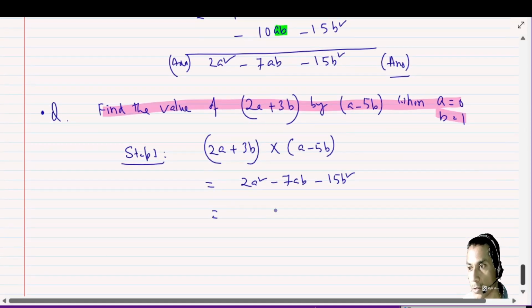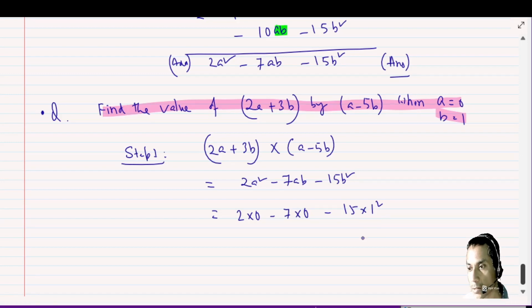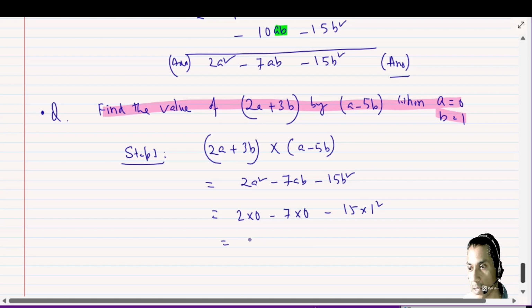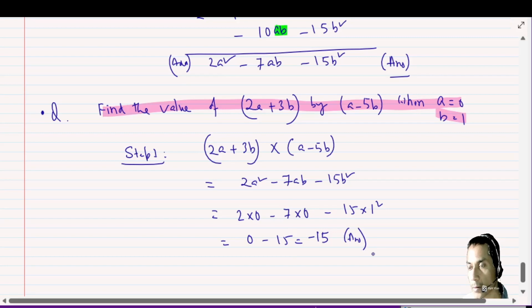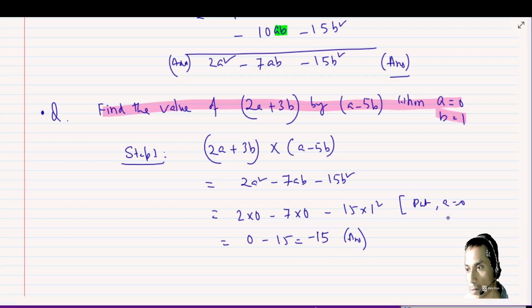a is equal to 0. So a into 0, and here it is also 0, minus 15 into b square, which means 1 square. Then it is 0 minus 15, 1 square is 1, so minus 15. So minus 15 is the right answer. Clear? Put a is equal to 0 and b is equal to 1, and we get this value, minus 15.